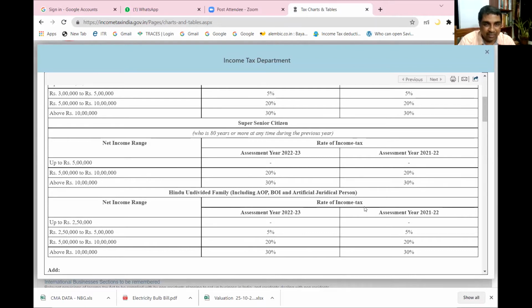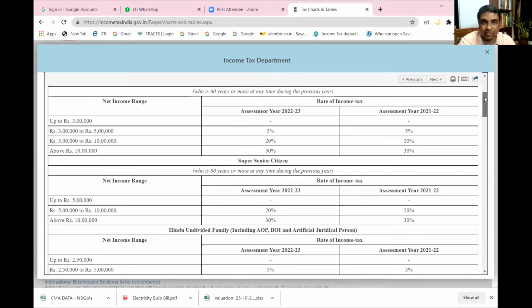And there is one alternative rate also available. This is the rate for individuals, and this is the rate for Hindu undivided family, also the same rate. Up to 2,50,000 rupees nil, 2,50,000 to 5 lakh 5%, 5 lakh to 10 lakh 20%, above 10 lakh 30%. This is also applicable for HUF, AOP, BOI, and artificial juridical person. For all these kinds of persons, this is the rate.